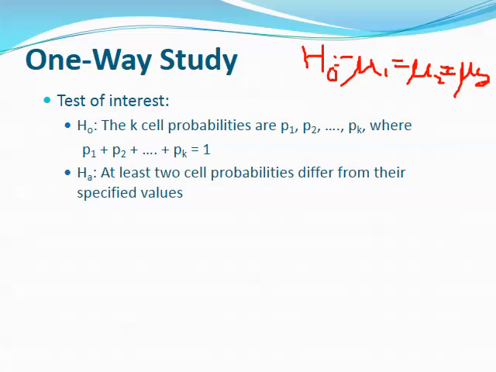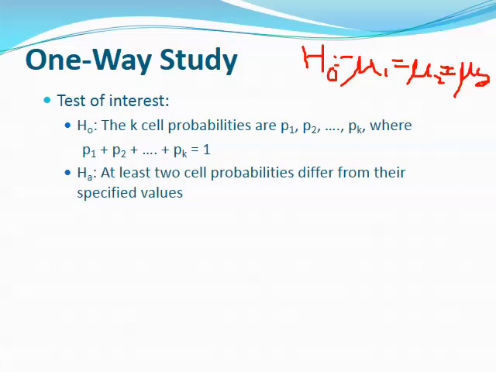In fact, if they're all equal and they have to sum to 1, and there's 4 of them, we would know that the probabilities are all 25% or 0.25. And the alternative is going to say, at least 2 of those are different. One may be higher, one might be lower, but at least 2 of them are off. So that's one way that this test will be done, and I'm going to do an example that looks like that.